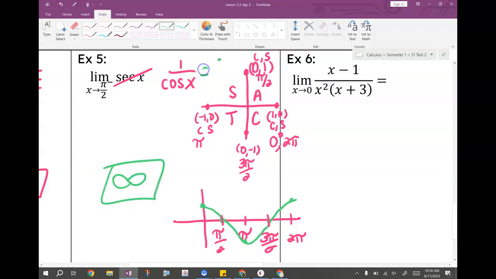Well, remember I said this actually is 1 over 0, which is how we know that we are dealing with infinite limits. So every time it's positive over positive, it's positive infinity.